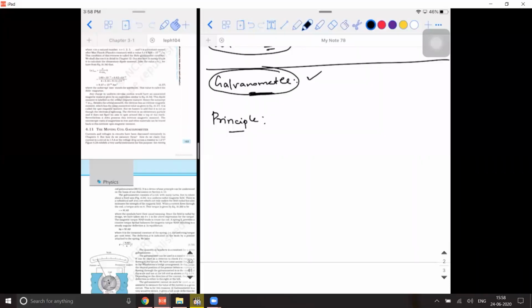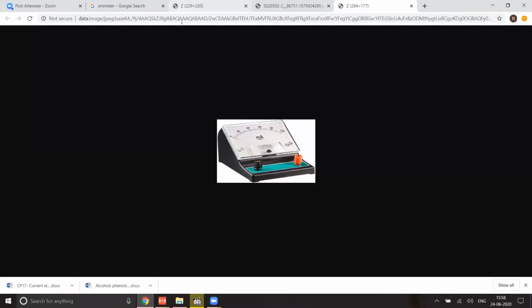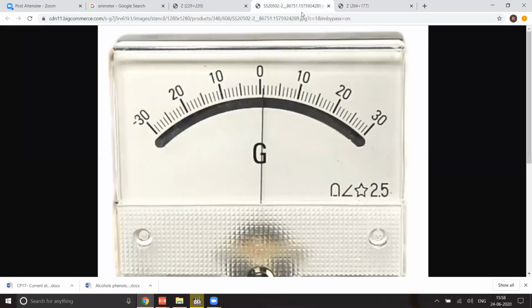Before that, we will try to understand the galvanometer. Can you guess on what principle it works? So what exactly happens when current is flowing through this particular device? What do you think will happen inside? What do you think is present inside? Solenoid? Not exactly. Solenoid is not needed here.